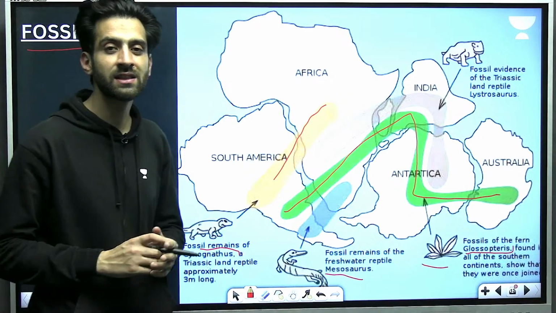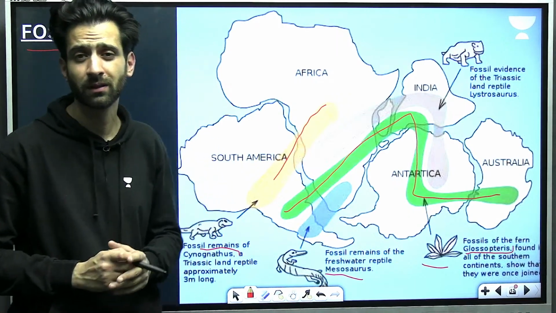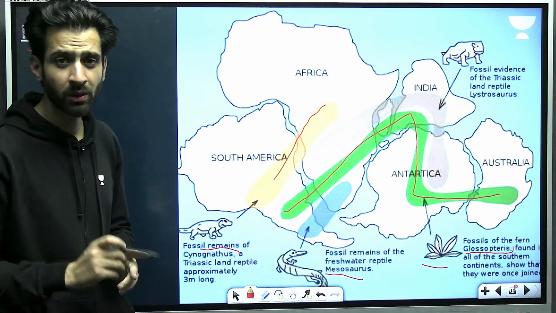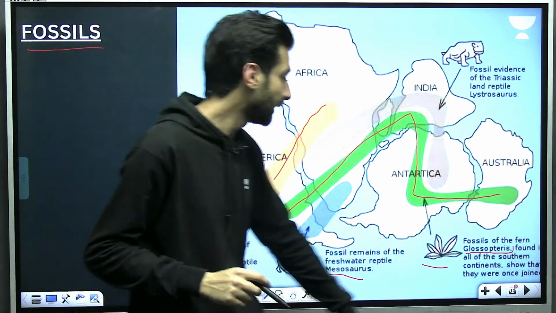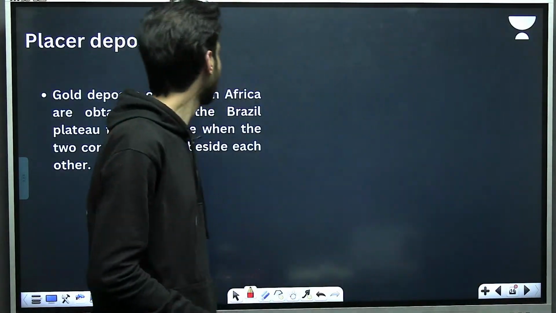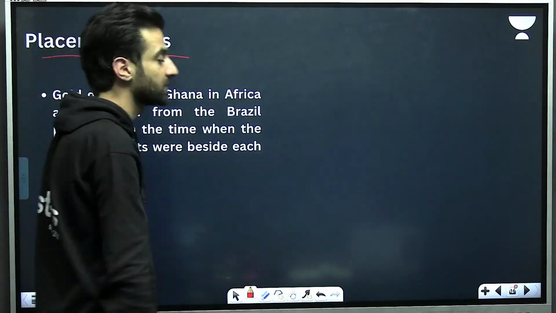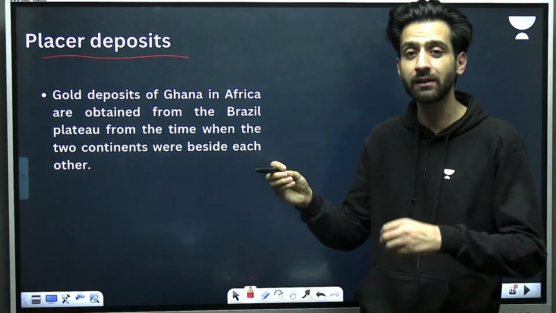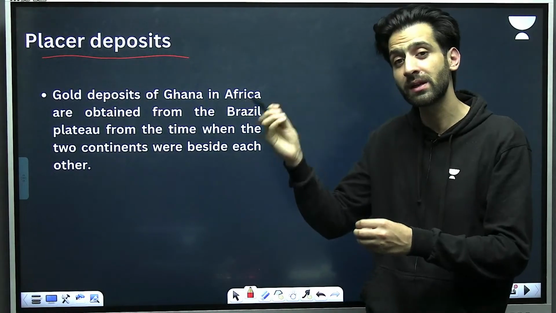So what are the evidences we are done with up until now? You can tell me in the comments what the evidences are. We have studied 4 evidences up until now, and now we'll be going to the last evidence, that is the placer deposits. What is a placer deposit? It means the source of a material is present somewhere and the material is located somewhere else.